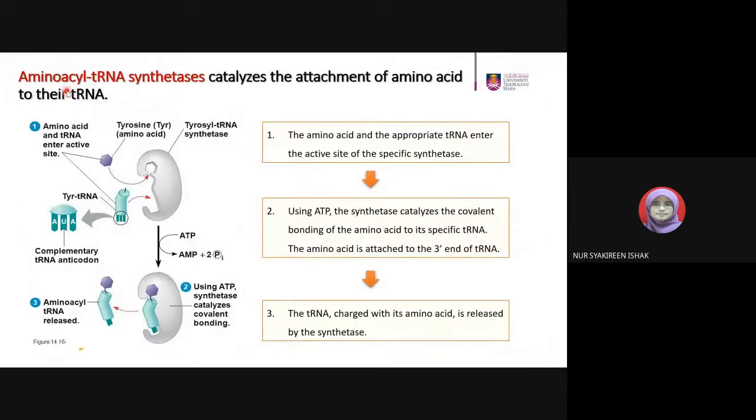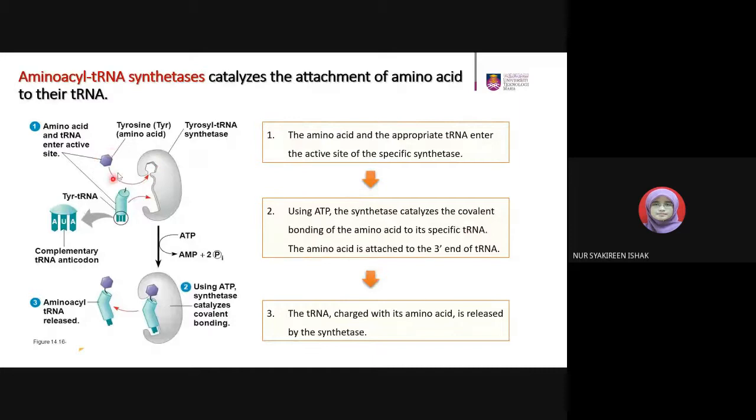Okay, so here is just to explain to you how the tRNA is attached to the amino acid using the enzyme, which is amino acid tRNA synthetase. Amino acid tRNA synthetase catalyzes the attachment of amino acid to their tRNA. First of all, the amino acid and the appropriate tRNA enter into the active site of this enzyme, amino acid tRNA synthetase.